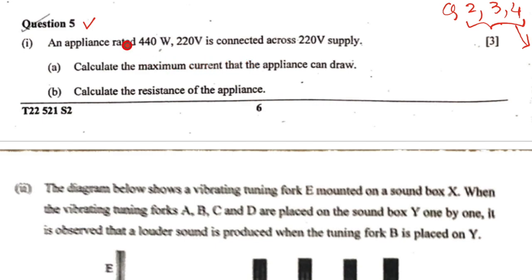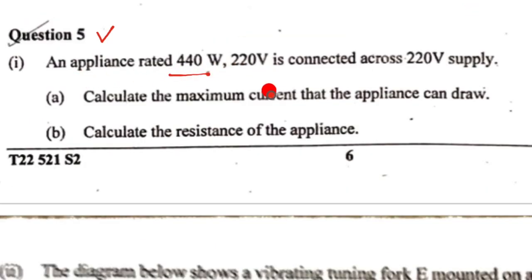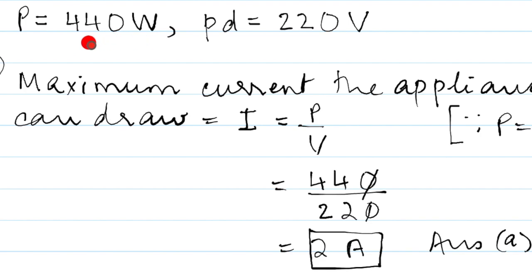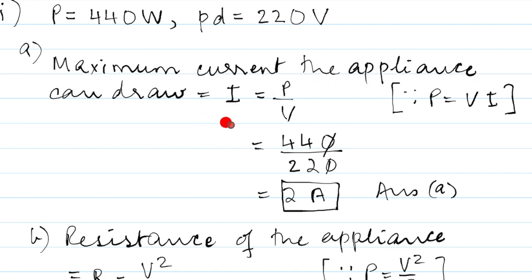An appliance is rated 440 watt and 220 volt and it is connected to 220 volt. So calculate the maximum current the appliance can draw and the resistance of the appliance, and this is for 3 marks. So we write the power 440, PD is 220. The maximum current the appliance can draw, that will be I equal to P upon V. Now if you don't remember this, please write the formula of P and V and I. How are they connected?